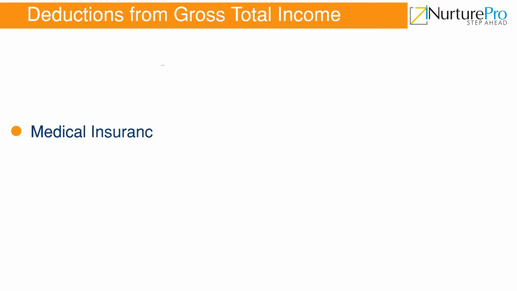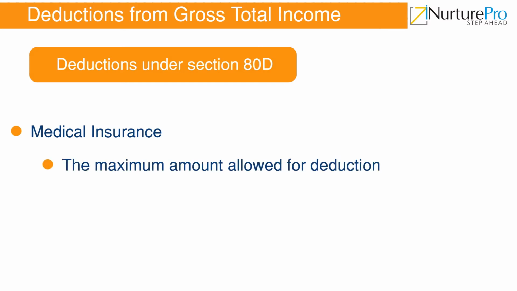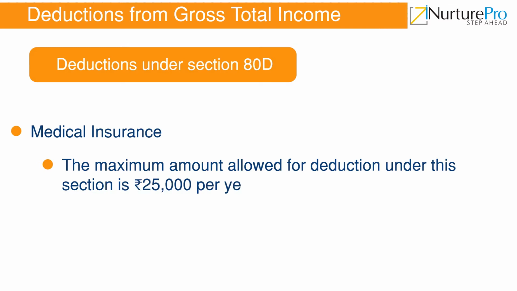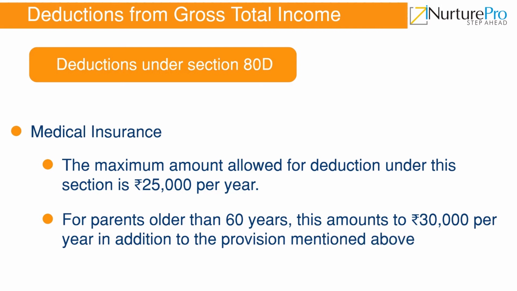Medical insurance. Section 80D. Any amount paid for medical insurance of an individual, spouse or children is deductible. The maximum amount allowed for deduction under this section is rupees 25,000 per year. For parents older than 60 years, this amounts to rupees 30,000 per year in addition to the provision mentioned above.